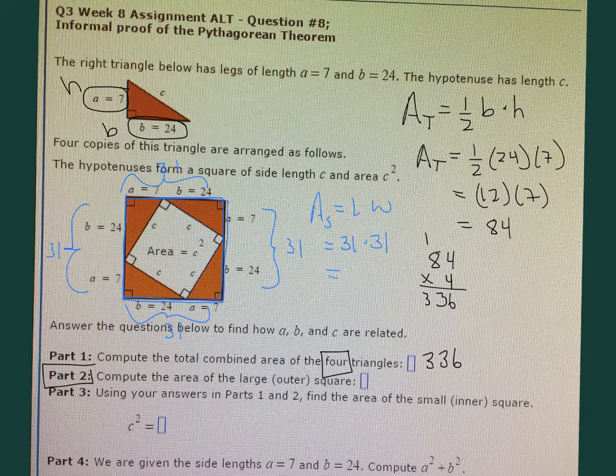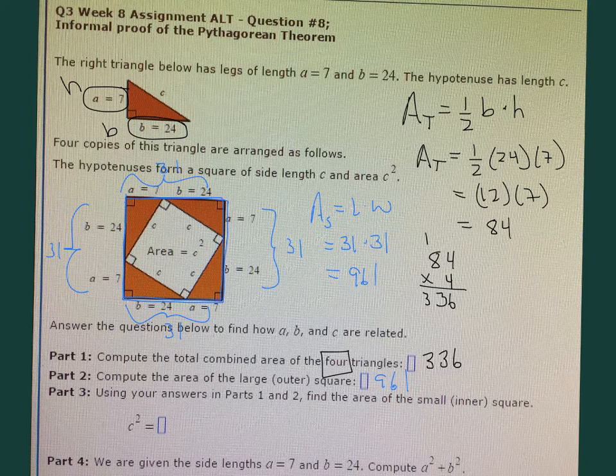Now if I plug that into a calculator real fast, give me a second. So 31 times 31 equals 961. So I now know that part 2 is 961. So let's move on to part 3. It says, using your answers in parts 1 and 2, find the area of the small inner square.